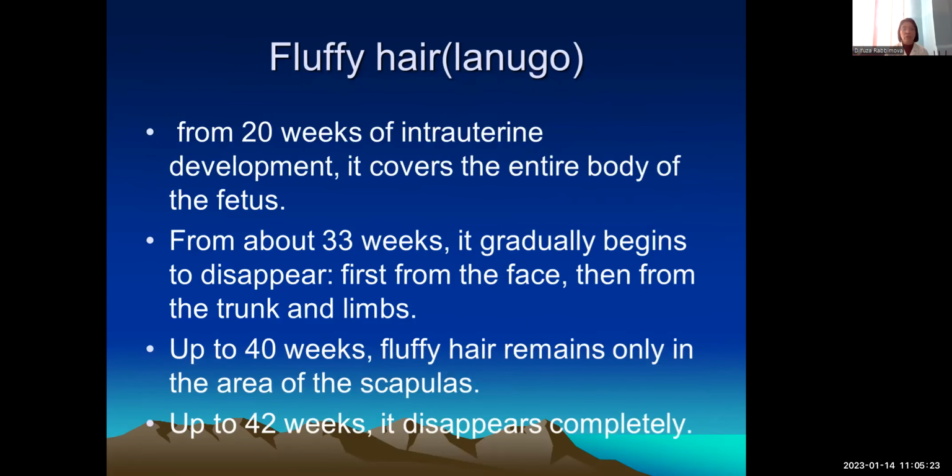Fluffy hair, lanugo. From 20 weeks of intrauterine development, it covers the entire body of the fetus. From about 33 weeks, it gradually begins to disappear, first from the face, then from the trunk and limbs. Up to 40 weeks, fluffy hair remains only in the area of the scapulae. In this picture, you can see lanugo.